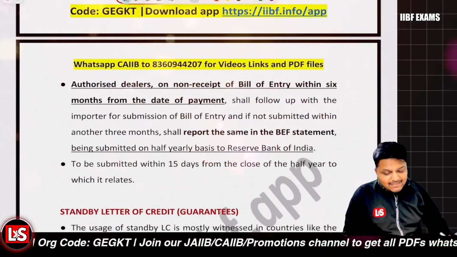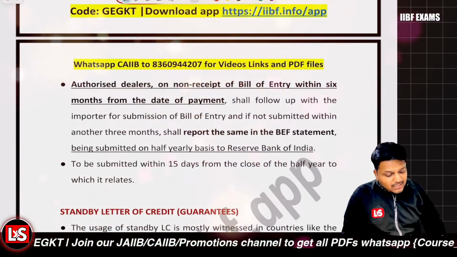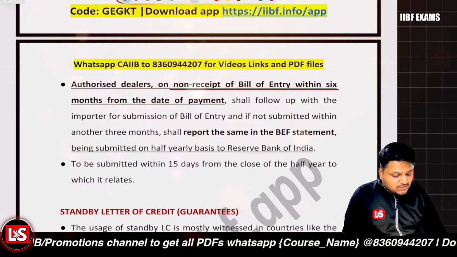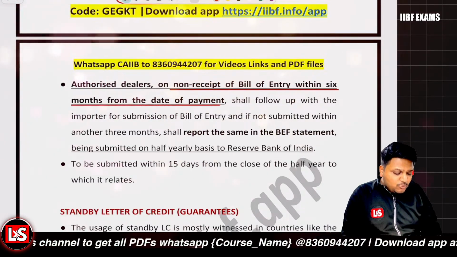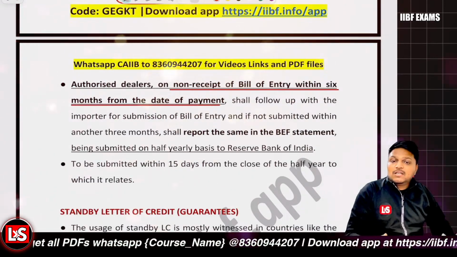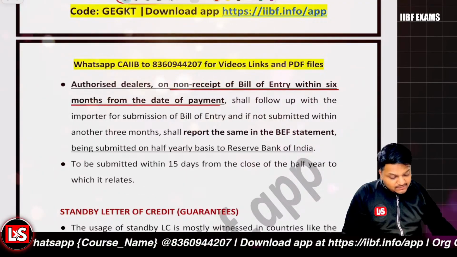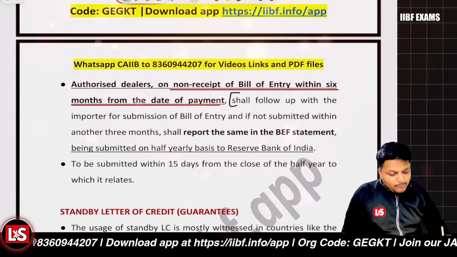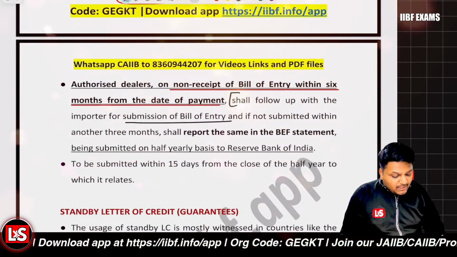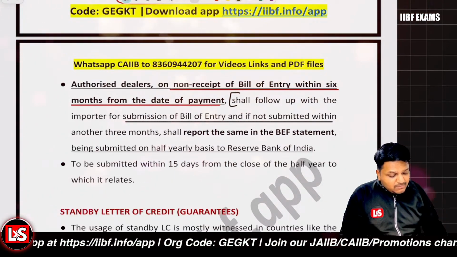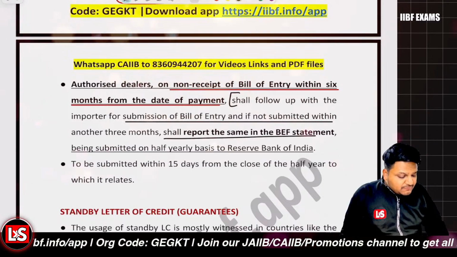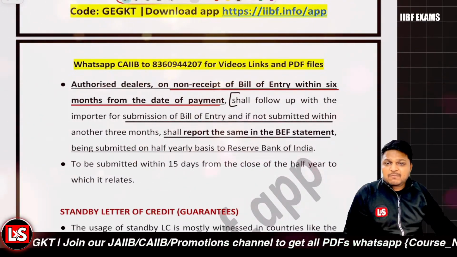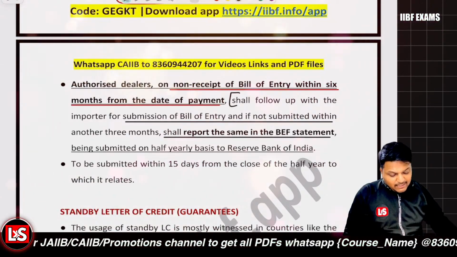Let's say the authorized dealers are not able to receive the bill of entry within 6 months of the payment. Let's say the payment has been made to the exporter, but the authorized dealer is not able to get the bill of entry for 6 months. Then there should be a follow-up with the importer to submit the bill of entry. And if it is not submitted for the next 3 months, then it should be reported in the BEF statement. That is the bill of entry fail statement. It should be reported in that scenario.